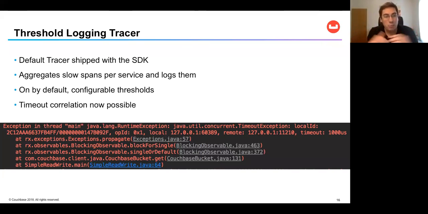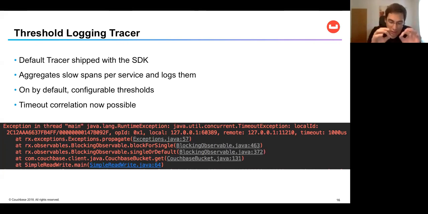And the idea is that we ship with a default tracer called the threshold logging tracer. It's a tracer that is enabled by default, and it aggregates slow spans on a per service basis. So for example, key value, nickel, all those services we provide, and logs them at an interval. We have set specific thresholds, but you can tune them. So they are set at, for example, any KV operation that takes longer than 500 milliseconds, those are aggregated and then logged at a 10 second interval. And then for example, the top 10 slowest operations are printed into the log with additional information.